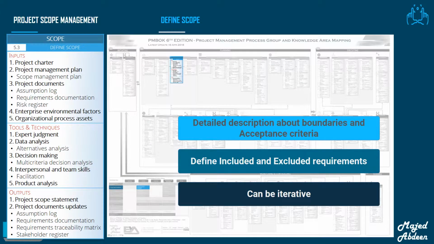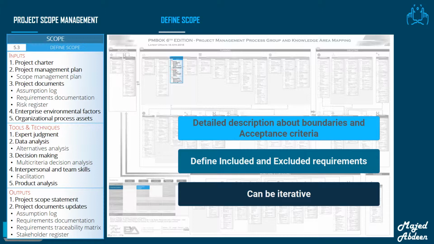When we are looking at the define scope process, don't forget we are still in the planning process group. Now we're really beginning to get inside the project. When we are defining the scope, we are creating a detailed description of the project boundaries and the acceptance criteria. Remember, not all the collected requirements will be included in the scope. So in this process, define scope, you will define which are included and which are excluded.